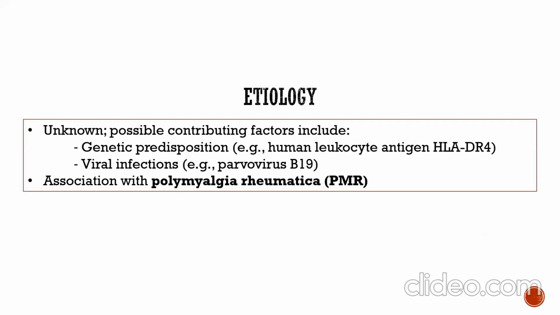The etiology of this disease is unknown. Possible contributing factors include genetic predisposition, for example, human leukocyte antigen DR4, viral infection, parvovirus B19, and association with polymyalgia rheumatica.